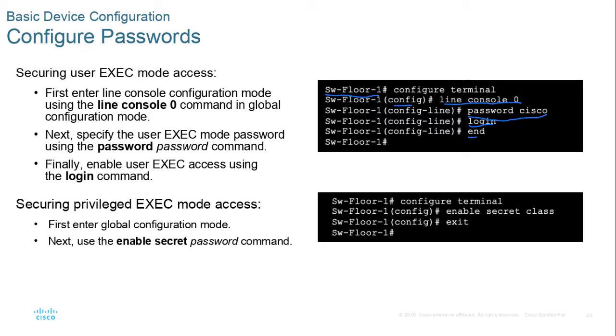Now I want to set the password for being able to go from the user exec mode to the privileged exec mode. So I'm in the privileged exec mode, configure terminal, enable secret class. And that's going to set the password so that when you type enable to go to the privileged exec mode, you have to know the password class to do that. So those are the 2 basic commands we're going to use in our labs to protect them. In the real world, you'll use more complicated passwords than that.